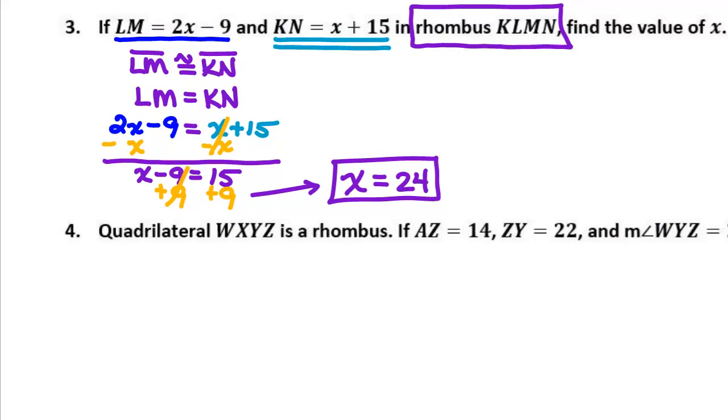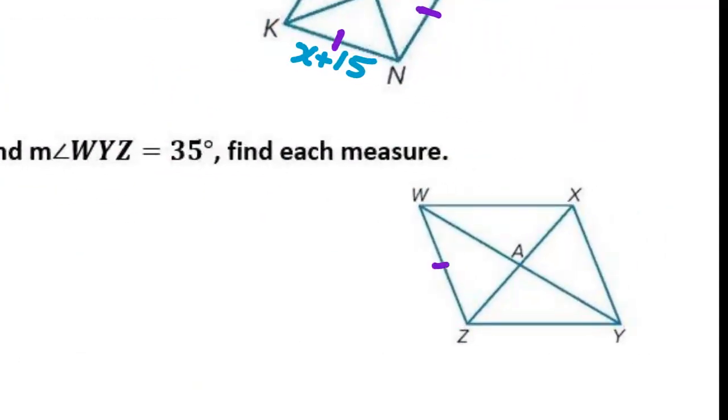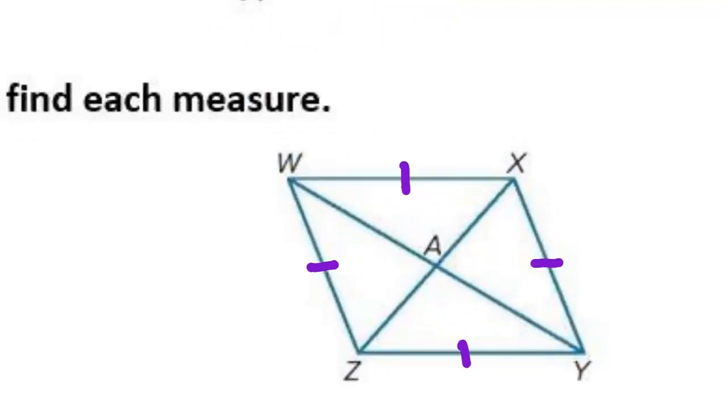For number 4, we are told that this quadrilateral, WXYZ, is a rhombus. So you guys just told me a moment ago that means all 4 sides are congruent. What do we know about the diagonals in a rhombus? They're bisecting each other. So AZ would be congruent to AX, and WA would be congruent to YA.